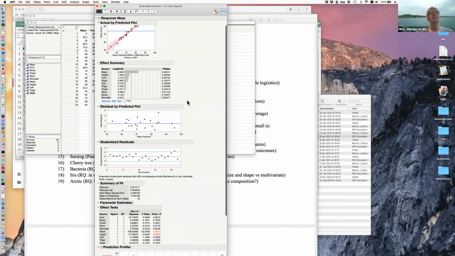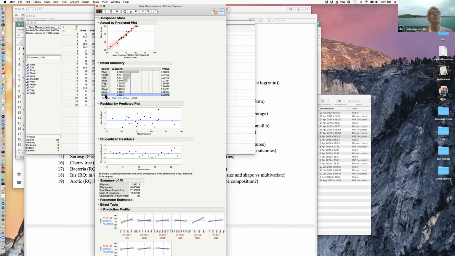So again, if we look at the effect summary, it says the shoulder is the least useful. Well, that's not surprising. It's not at all clear how the shoulder relates to weight. The bicep is not particularly useful. That's a little surprising, right? But maybe it's because there are other better measurements of the muscle.